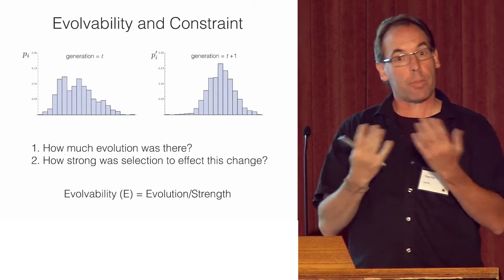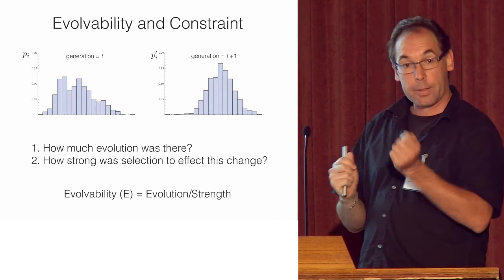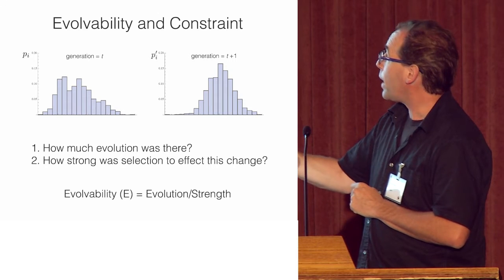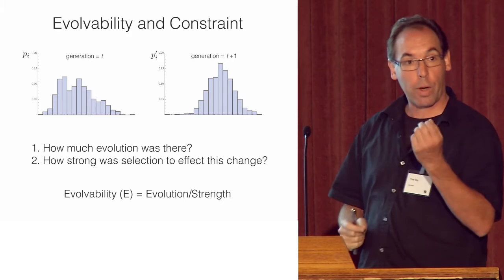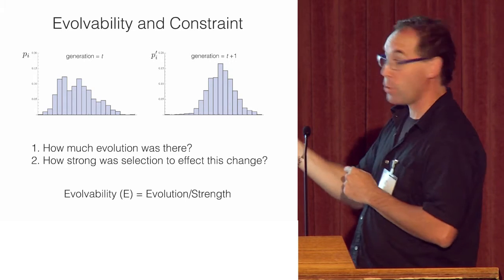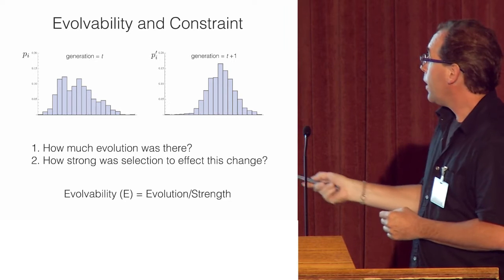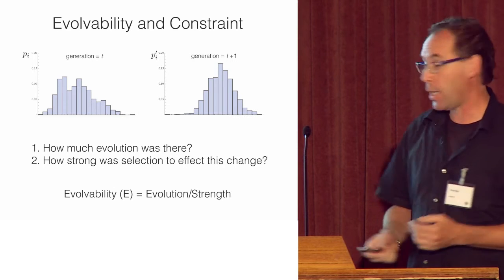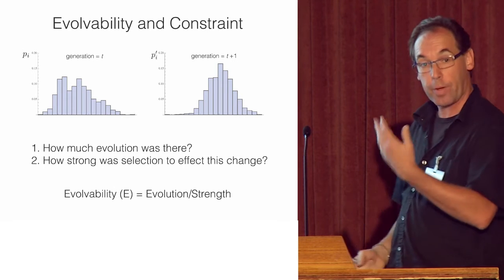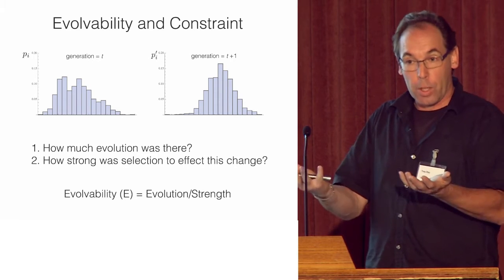And I want to measure how much evolvability there is in this population. And the way I'm going to do that is I'm going to think of 2 things. First, I want to ask how much evolution has happened in moving from here to here. I want to quantify that in some way without assuming any particular distribution for the breeding values. And then I want to quantify how strong selection was to generate that change. And I'm going to use this ratio, the amount of evolution divided by the strength of selection, as a measure of how evolvable a population is.